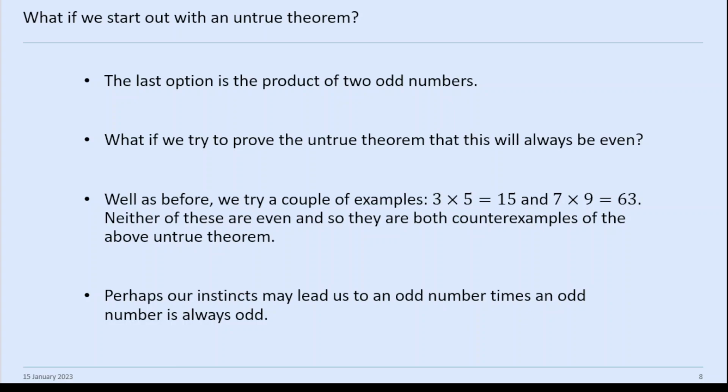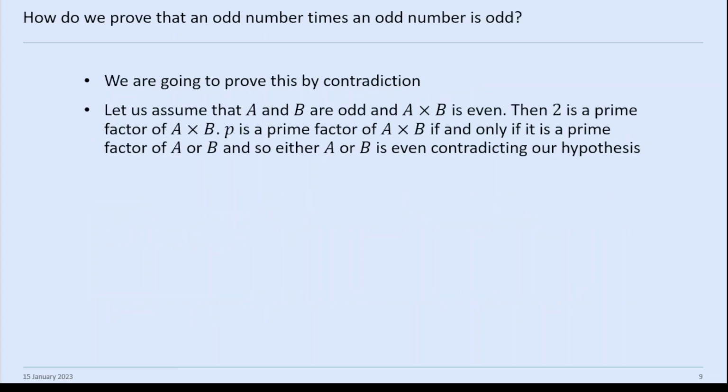Perhaps our instincts then may lead us to the idea that an odd number times an odd number is always odd. And we're going to prove this by contradiction. When we prove by contradiction, we imagine the theorem is false, and then that gets us to something that's totally untrue, so we realise the theorem must have been true.